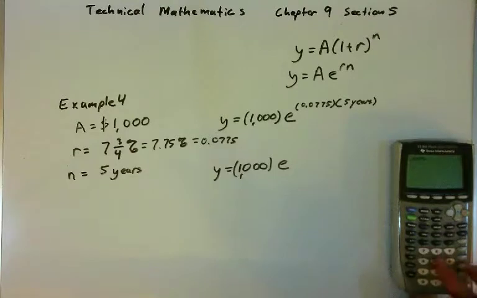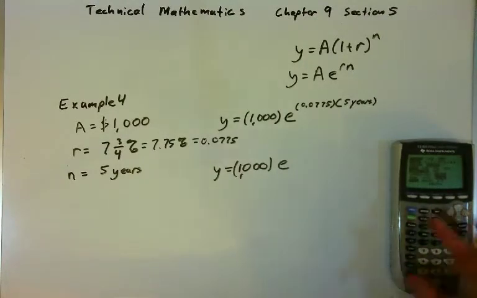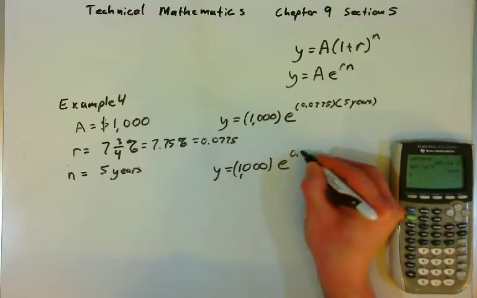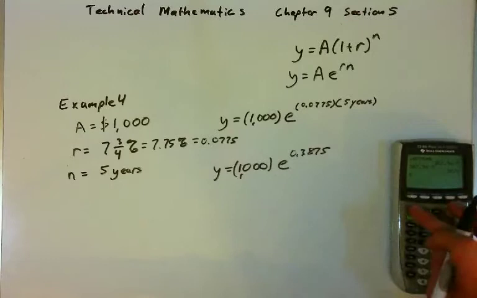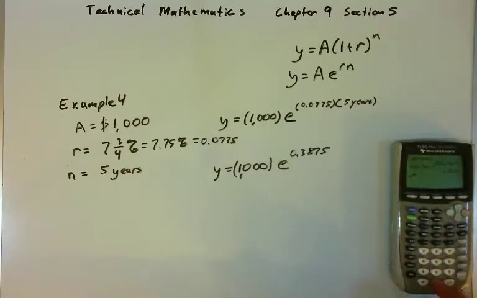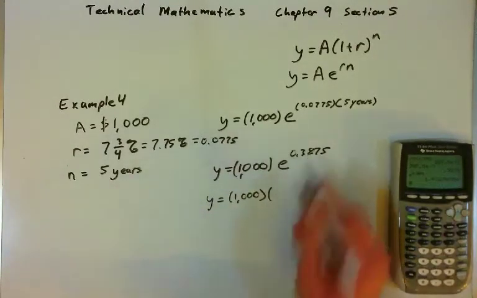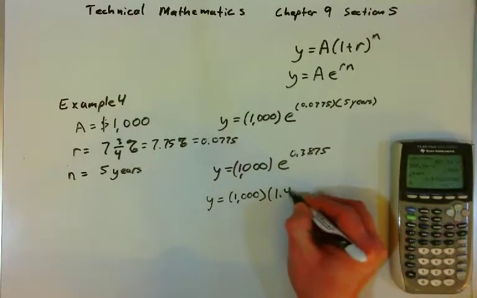We have 0.0775 times 5, and, well, let me put my calculator in normal mode. That's going to be 0.3875. And now we want to raise e to that power. So second e to the x, 0.3875. And we get y is equal to 1,000 times e to this power, which is 1.4733.